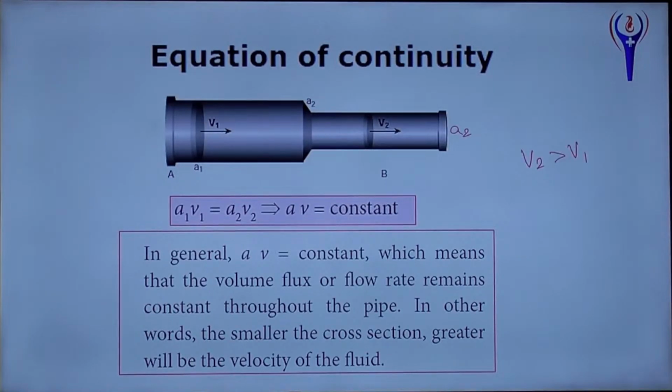What about A1, A2? Which is greater? Area of cross section A1 is greater than A2. So A is inversely proportional to V, or AV equal to constant. That is AV equal to constant only, A1 V1 equal to A2 V2.